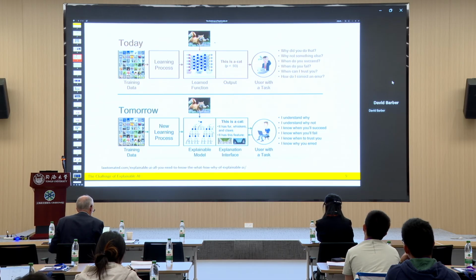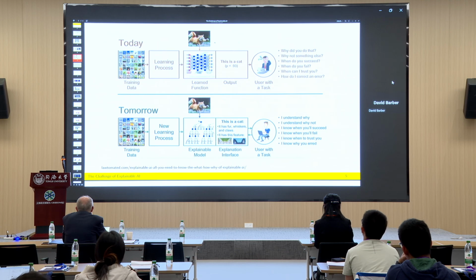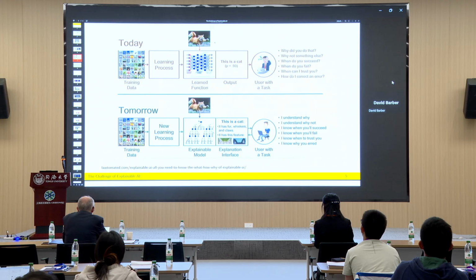But some people might say, actually, I don't just want a prediction. I want an explanation for that. Why did you come up with this prediction that this was a cat? Why not something else? When will the system work, and when won't it work? How much can I trust it? And how can I correct an error? So that's what we might like to have.